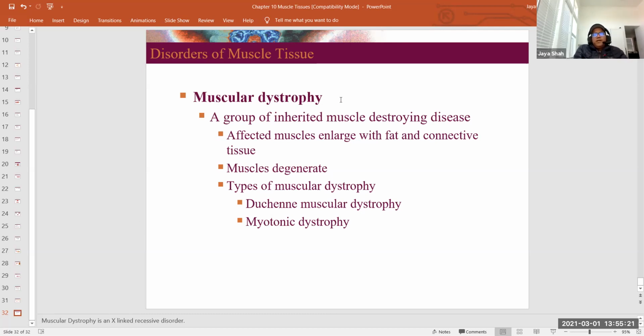Muscular dystrophy is a group of inherited muscle disorders, and there is a problem with one of the proteins that is called dystrophin protein.